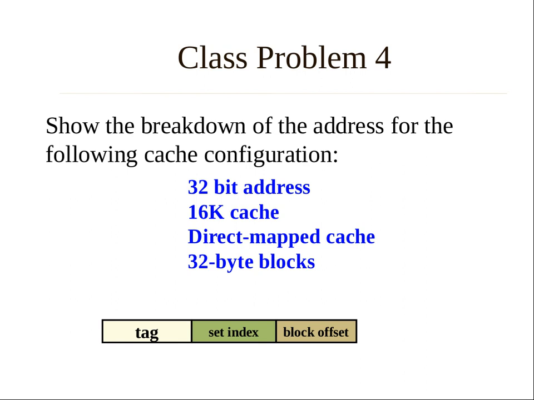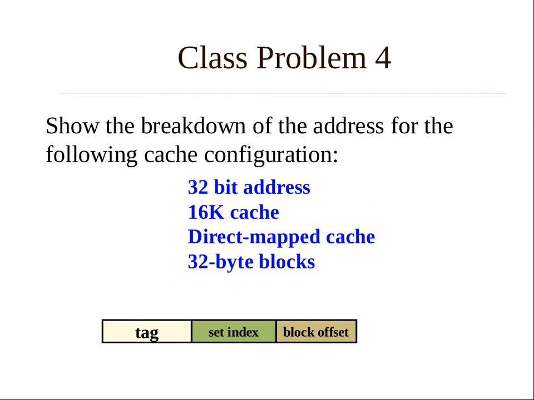Show the breakdown of the address for the following configuration. 32 bits. I'm helping you out here, guys. The whole thing must be 32 bits. Okay? Your cache is 16 kilobytes. It's direct mapped, meaning that every byte in main memory only maps to one cache line. And you have 32 byte blocks. What is the distribution of bits here?